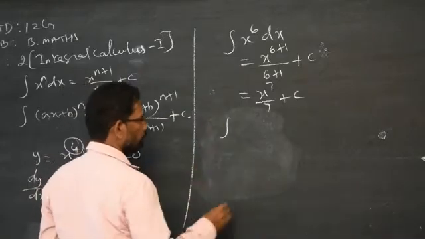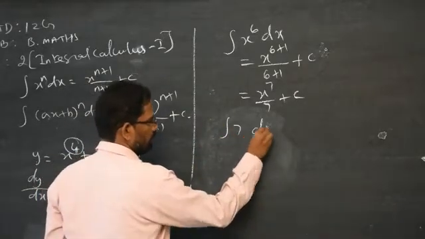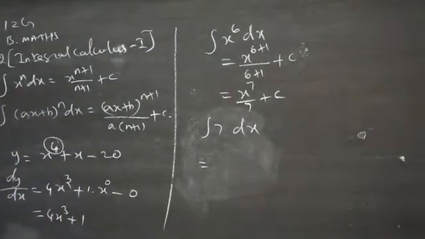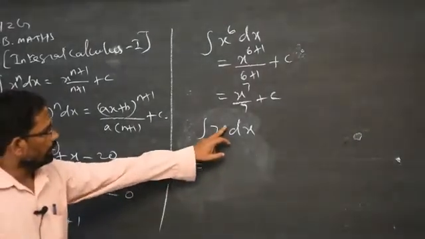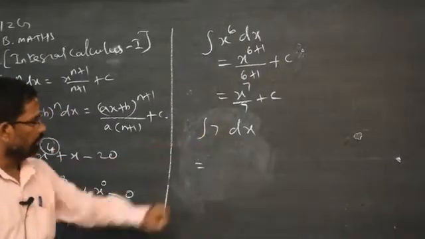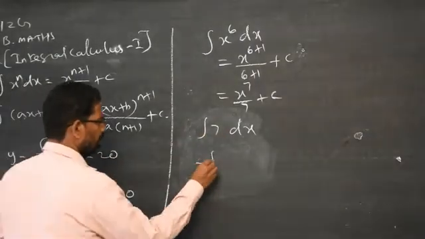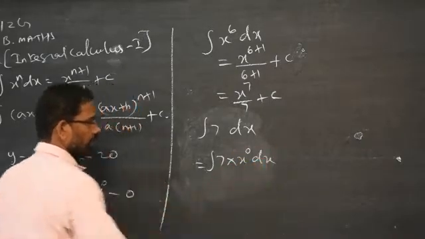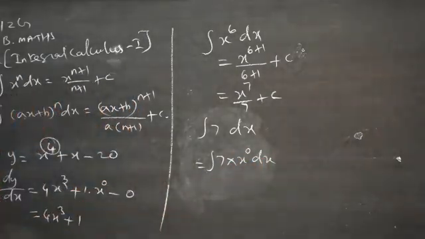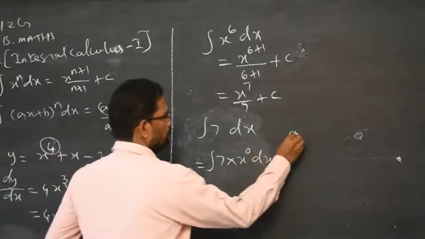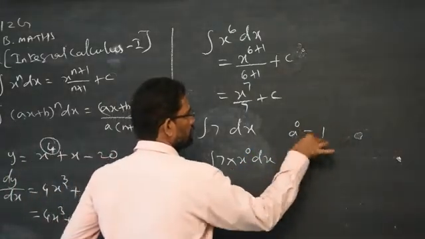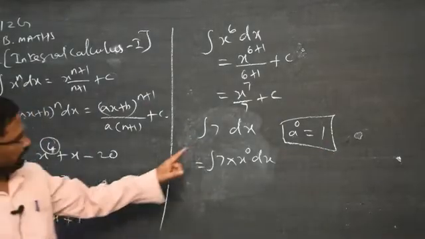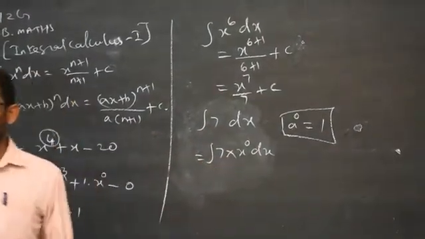Now the integration of 7, that is a constant. There is no variable. But I can rewrite this as 7 into x power 0 into dx, because you already know the basic in algebra that anything power 0 is always 1. Clear? So I am rewriting the constant, that is 7 into x power 0.